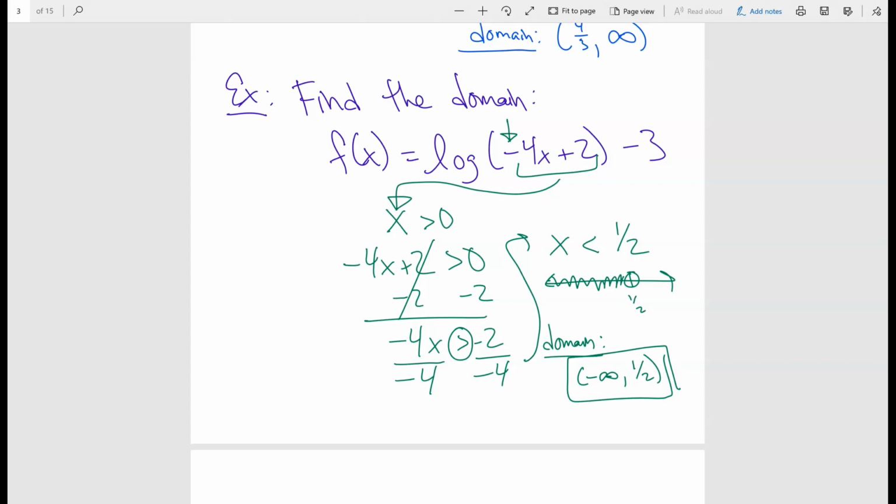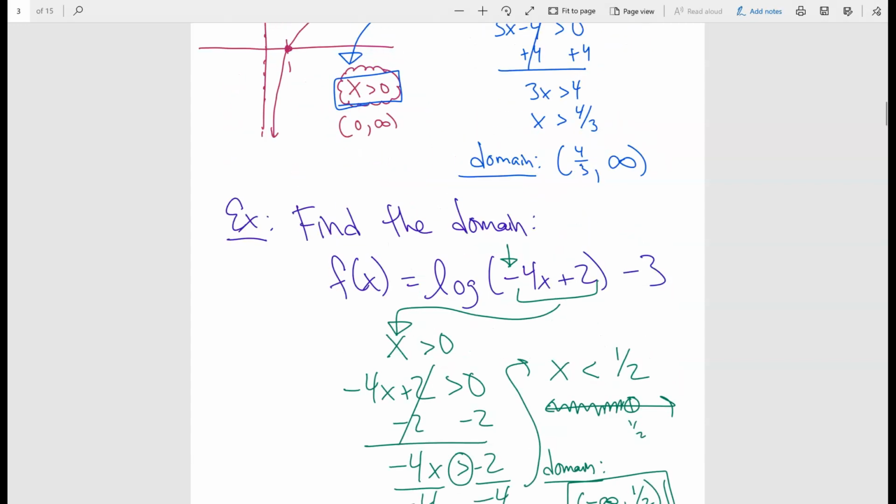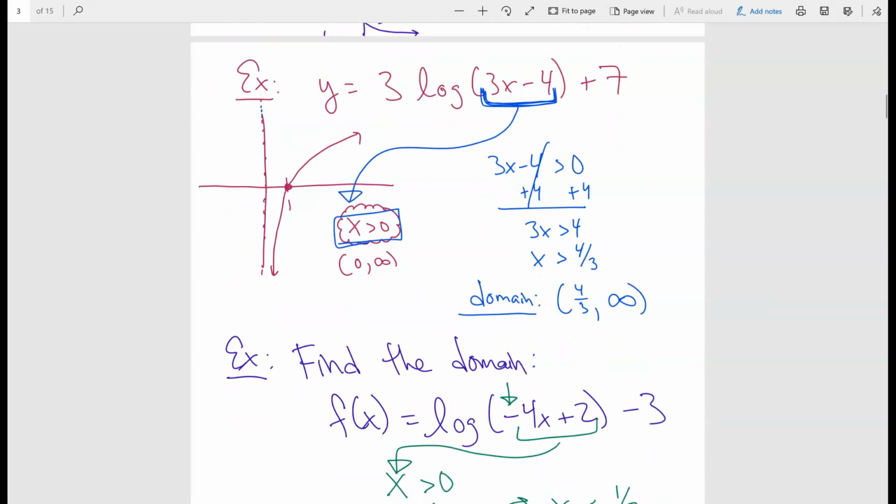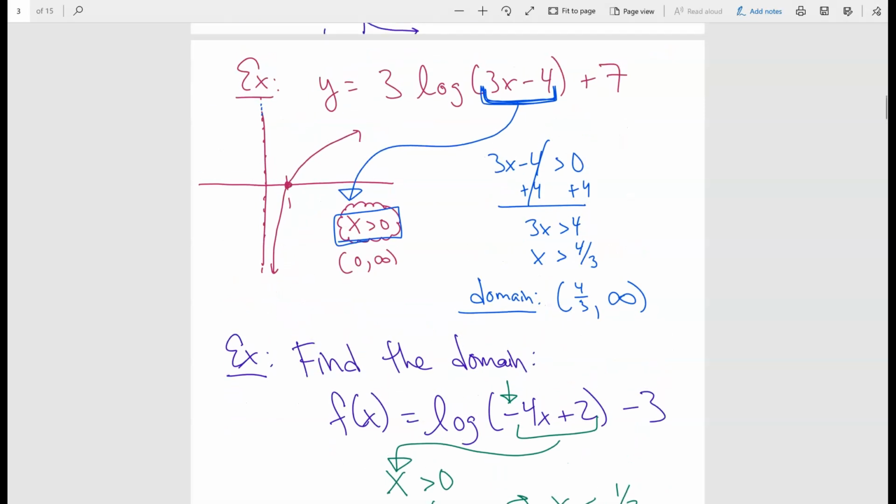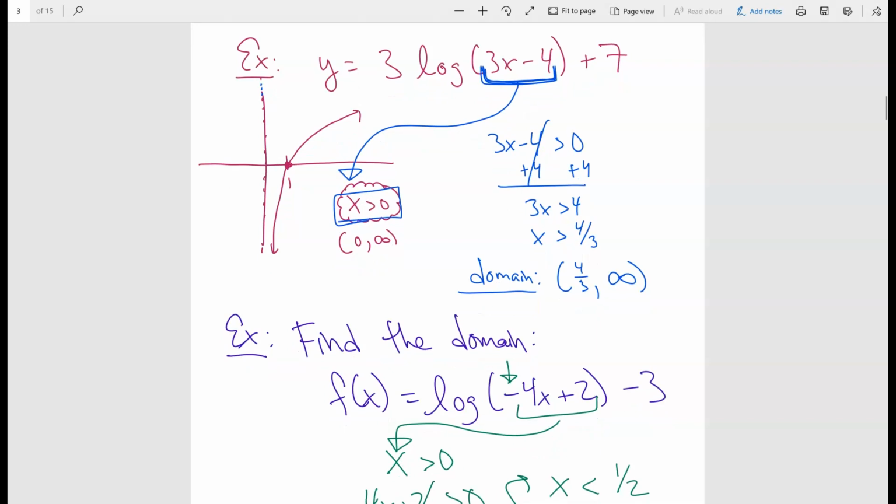So this is just a quick and easy way to find the domain. The only thing that we really care about with the logs is the inside. And this is actually a really good way because after we're done with the logs and exponentials, we're going to start talking about trigonometry. We're going to look at the trig functions. And finding the domain and range, or finding the equation of the asymptotes for trig functions, is very similar to the way that we do it for logs.